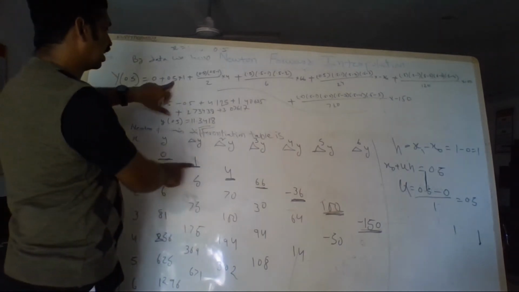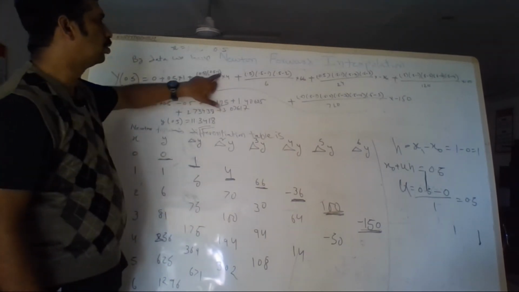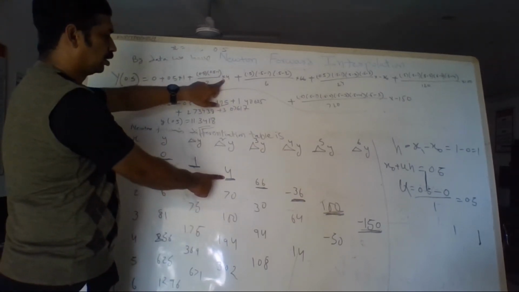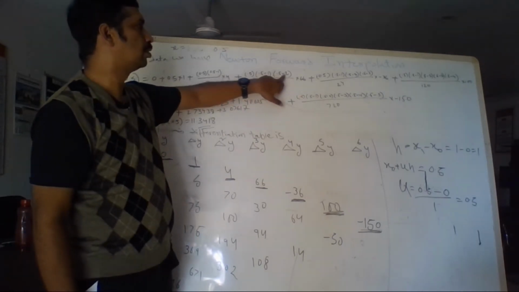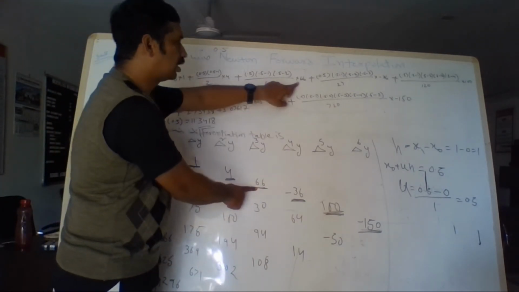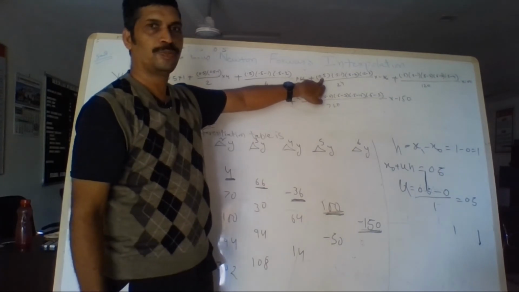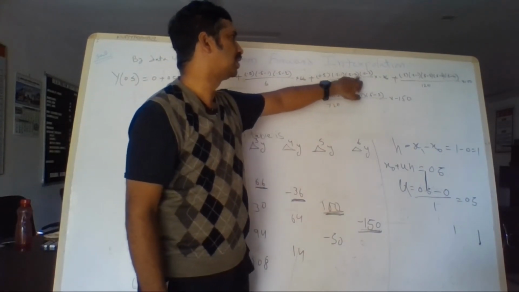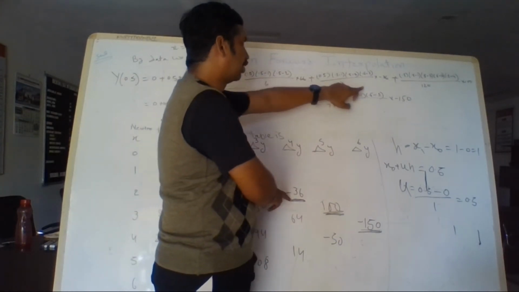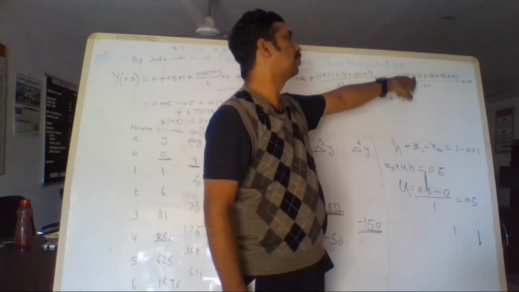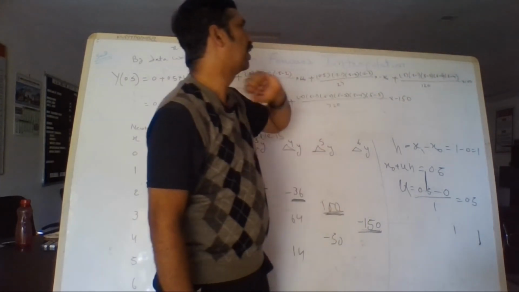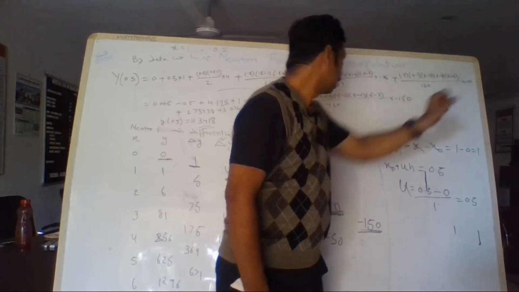u into delta y naught, 1, plus u into u minus 1, 0.5 into 0.5 minus 1 by 2 factorial, which is 2, into delta square y naught, 4, plus u into u minus 1 into u minus 2 by 3 factorial, which is 6, into delta cube y naught, 66, plus u into u minus 1 into u minus 2 into u minus 3, u is 0.5, by 4 factorial, which is 24, into delta power 4 y naught, minus 36, plus 0.5 into 0.5 minus 1, 0.5 minus 2, 0.5 minus 3, 0.5 minus 4 by 5 factorial, which is 120, into delta power 5 y naught.